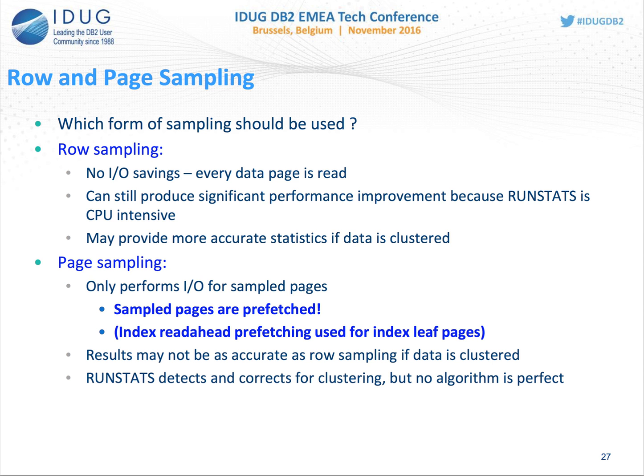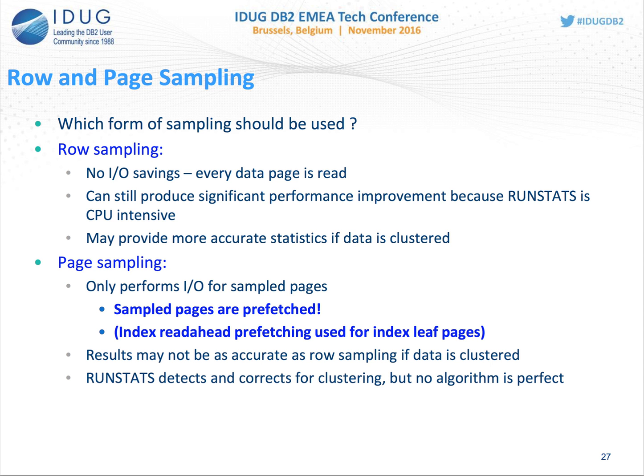And so that will perform significantly faster because it's going to avoid the I/O. It's also using prefetching when it does the sampling. So it's actually using this new index read-ahead prefetching for the index leaf pages that was introduced in version 10. So the I/O is quite efficient for both the data and index pages.